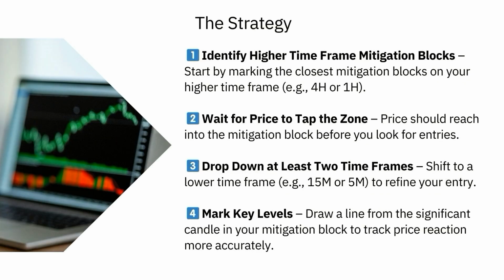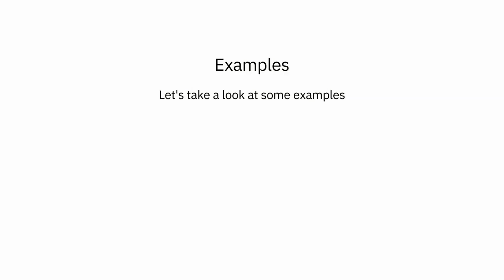The strategy. On a higher time frame, draw out the closest mitigation blocks and look for price to reach into a mitigation block. Then move to a lower time frame to scope out an entry. It's best to go at least 2 time frames down to look for that entry. Here are some examples.